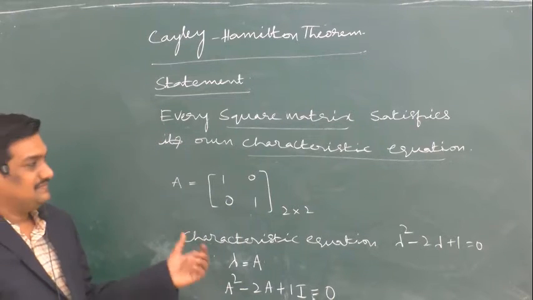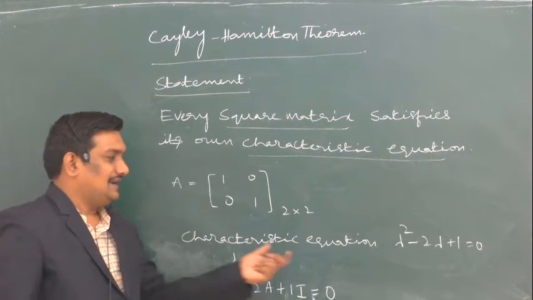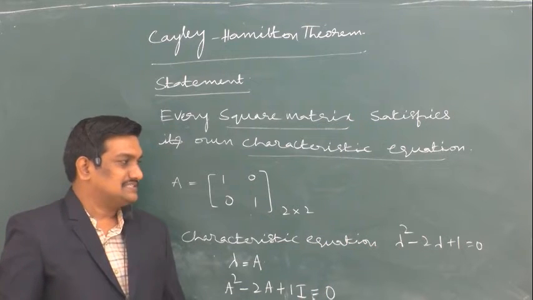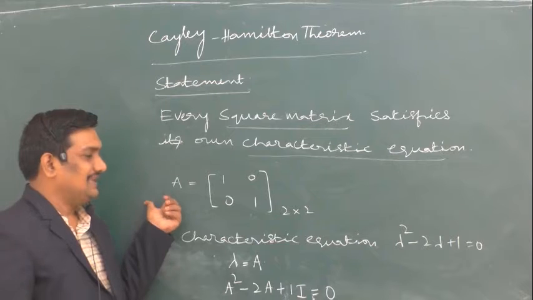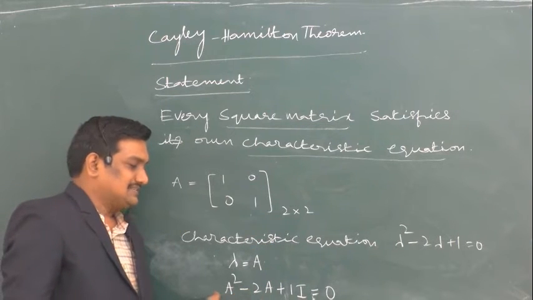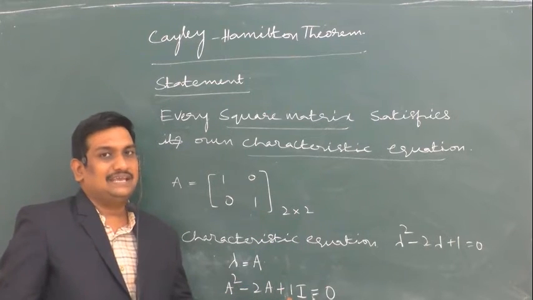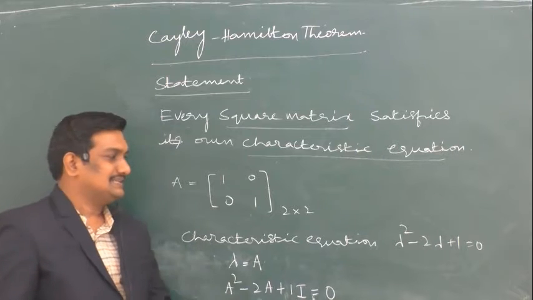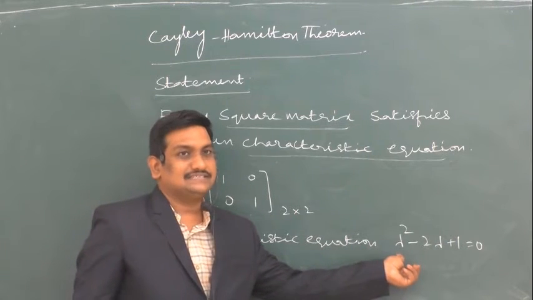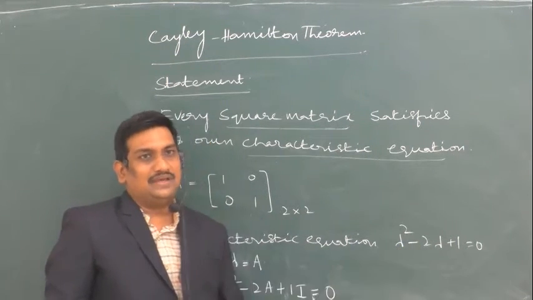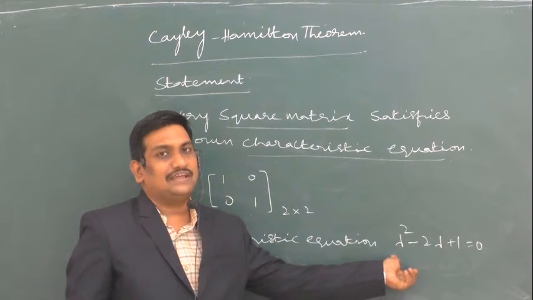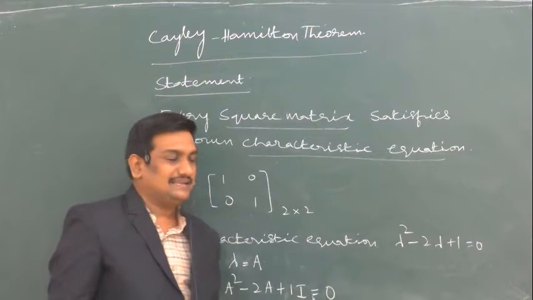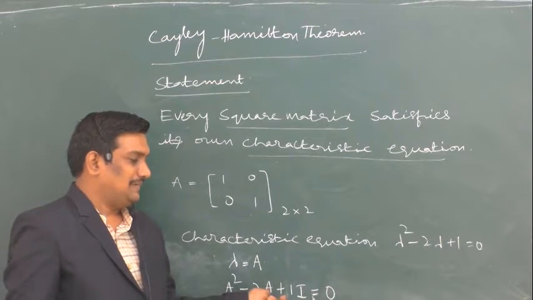Okay, the theorem is explaining that if lambda square minus 2 lambda plus 1 equals 0 is the characteristic equation corresponding to A, then we can have A square minus 2A plus I equals null matrix. That is, this equation will be satisfied when you replace lambda by the square matrix A.